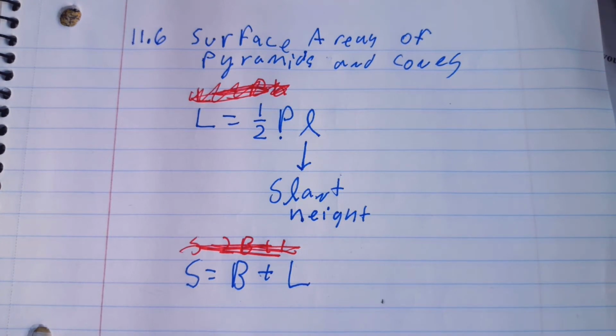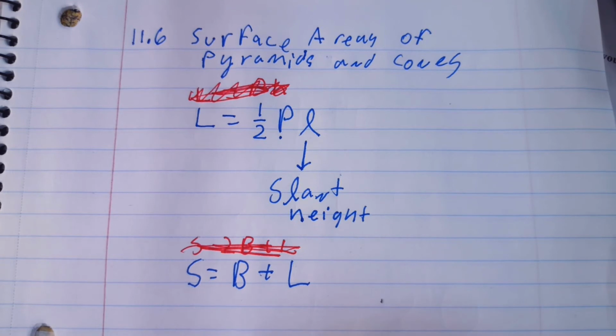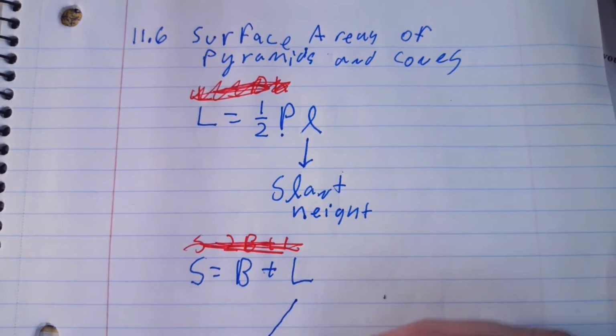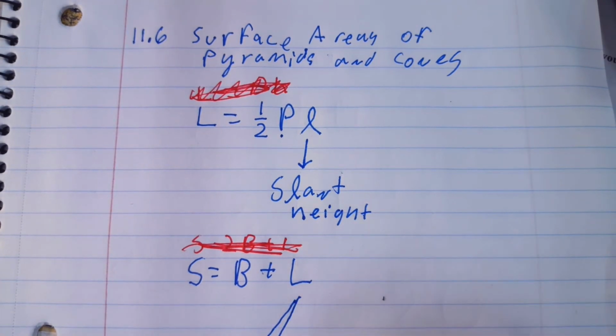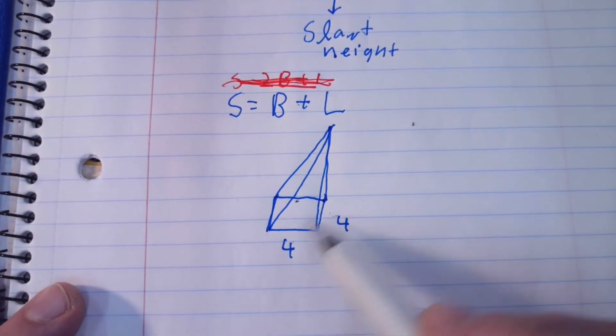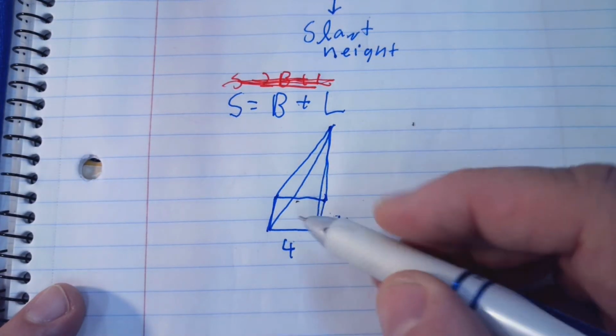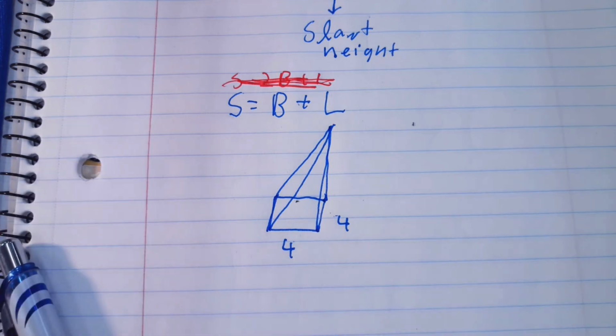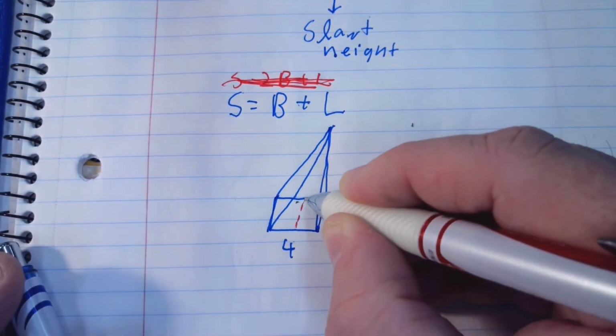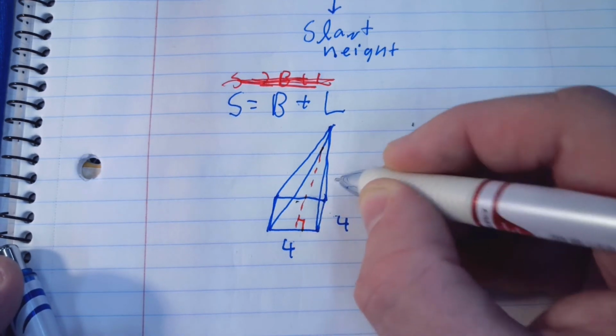All right, that's basically it. We're going to do a sample problem, and then we will move on. So I'm going to draw a sample problem here. This is going to be a 4 by 4 base. I'm going to call the slant height, and we would usually put it in a different color, I'll call that 12.